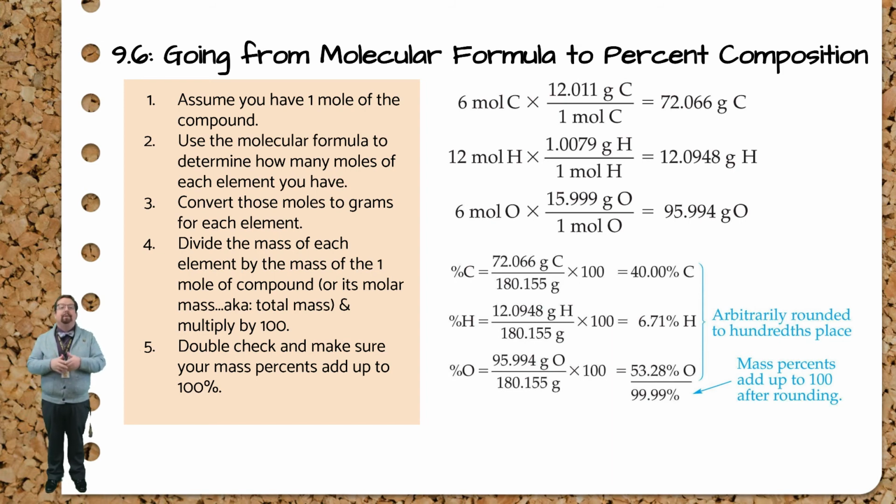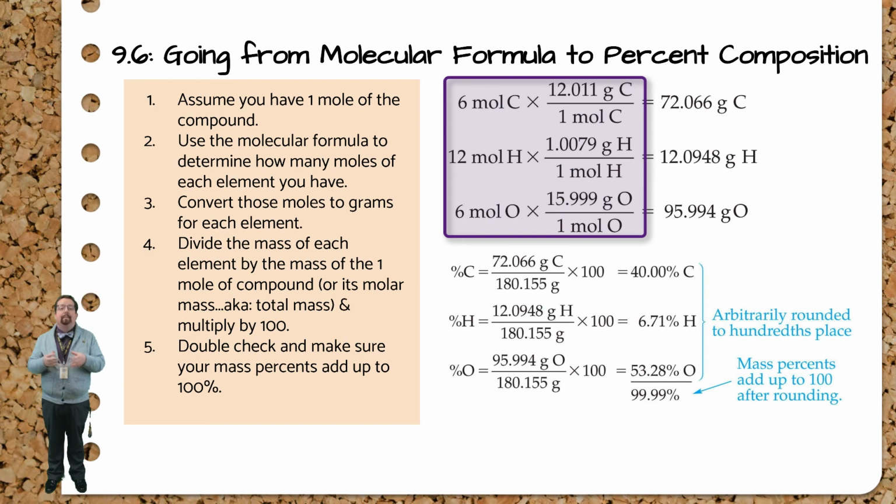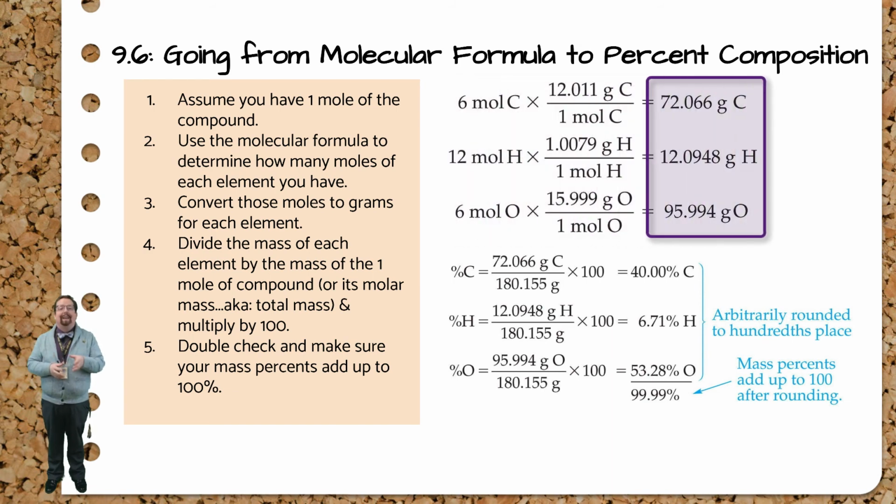Lastly, let's work backwards and convert the molecular formula into percent composition. The first step is to assume that you have 1 mole of your substance. With that knowledge, we know that each subscript represents how many moles of atoms of that element there are. Therefore, for glucose, we have 6 moles of carbon atoms, 12 moles of hydrogen atoms, and 6 moles of oxygen atoms. Convert each of those to grams using the molar mass of each element. We can then add up all of those masses to get our total mass, or just use the molar mass of glucose as our total.